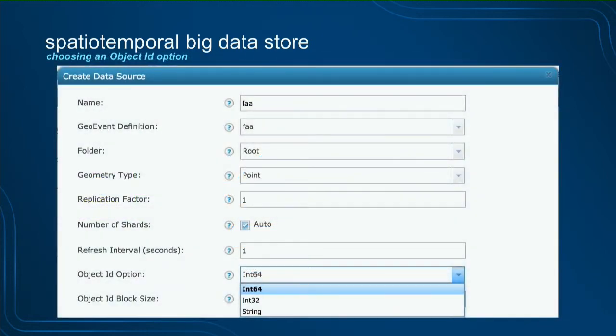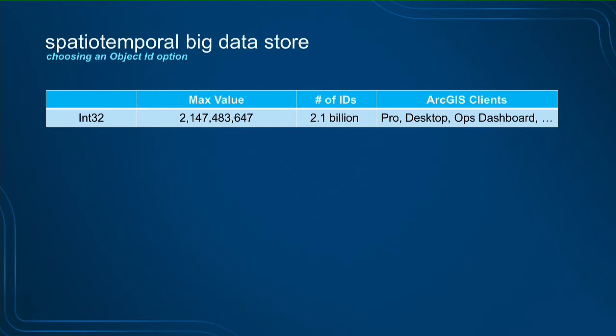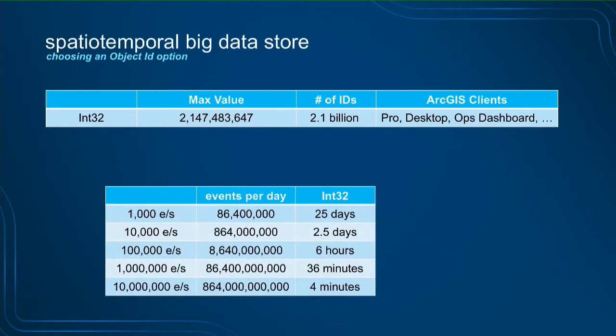The last comment about the big data store here is data can be coming in very fast, and so we store data with an object ID strategy by default that's an int64 strategy. This is interesting for a number of reasons. One is that int32 is what all of our Pro and desktop and Ops Dashboard, at least the WPF version of Ops Dashboard, used previously. Now Ops Dashboard is JavaScript based, so it no longer has this same constraint.